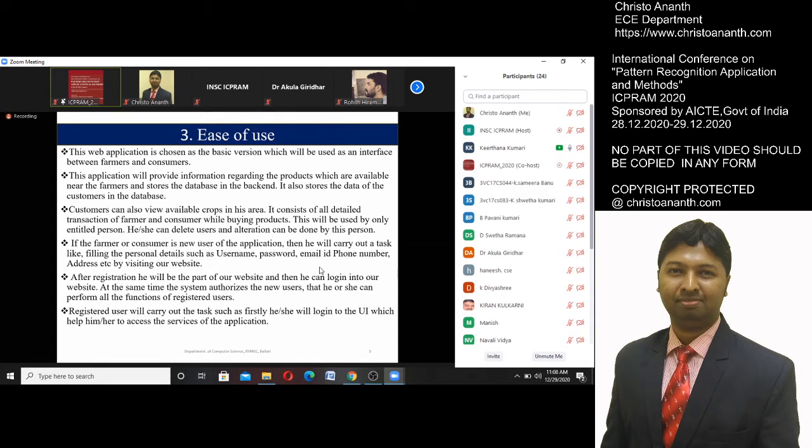If the farmer or the consumer is a new user of our application, then he will carry out a task like filling in the personal details such as username, password, email ID, and other information. After registration, he will be part of our website. Whenever they log in, they can market their products to the consumers who are registered.